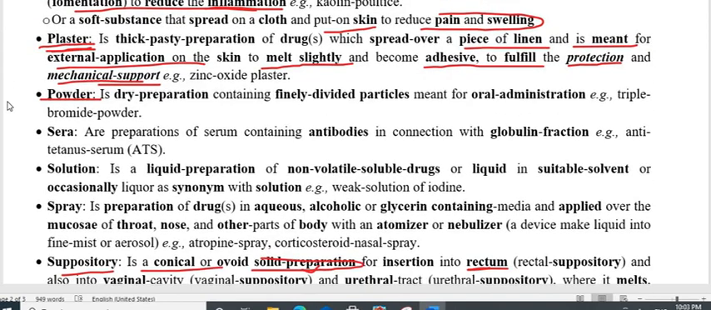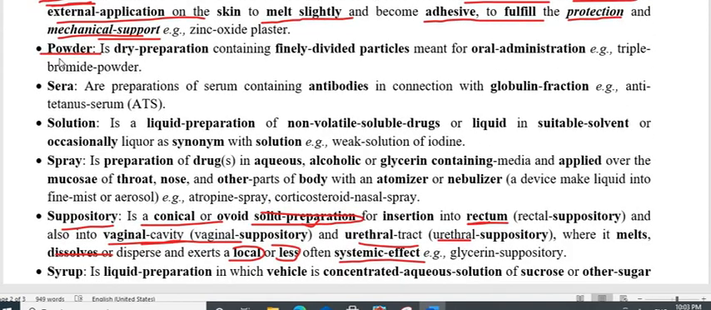Now we have to go through more terminology. Powder, that we already discussed. This is very fine particles in dry form, and it may be divided or it may be bulk form. So bulk powder is used for both internal and external use, whereas divided powder is mainly used for oral administration, and that is a single dose.